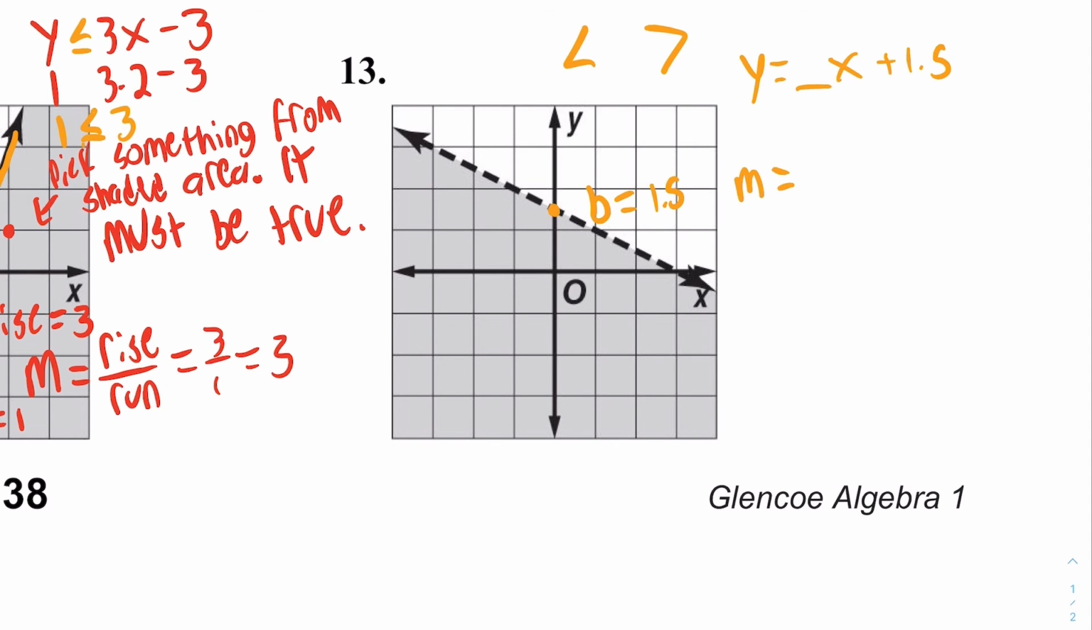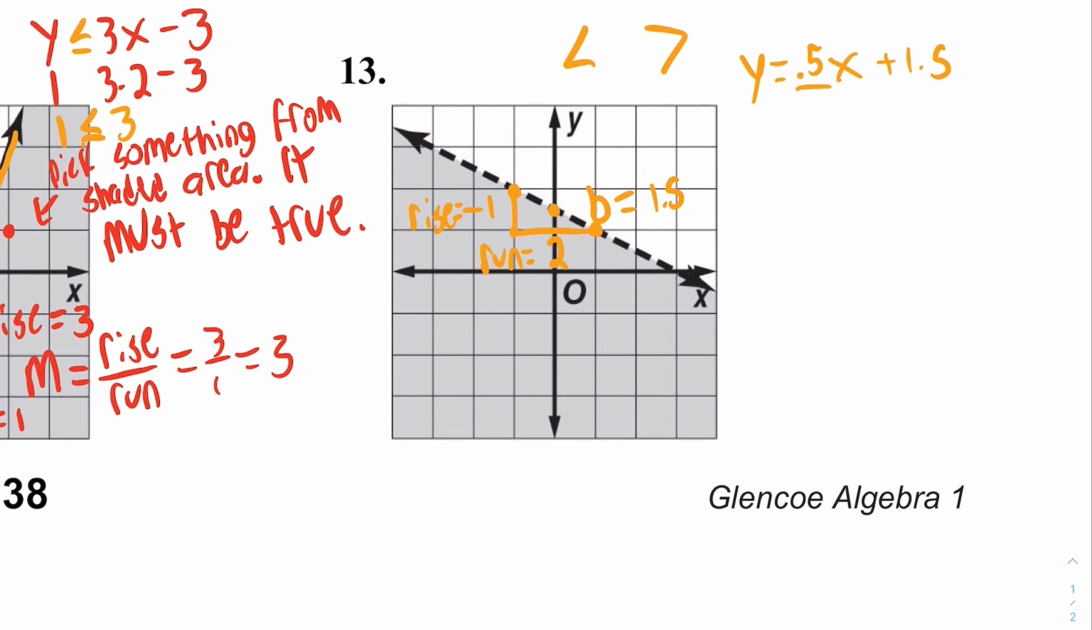m is equal to, let's use some good points. There are some clean ones right there. We're going to go down 1 over 2. Minus 1 over 2. That was the rise. This is the run. We're going to have negative 1 over 2, which means a 0.5 is the slope. While editing this, I saw that should be a negative 0.5.